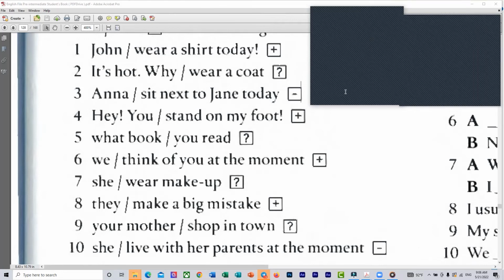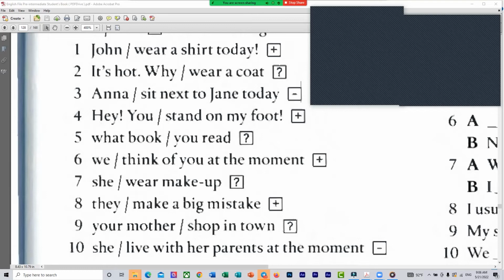Yeah, teacher, let me try it. For number 2, why are you wearing a coat? It's hot. Okay, the form is, are you wearing? Why are you wearing a coat? Done.